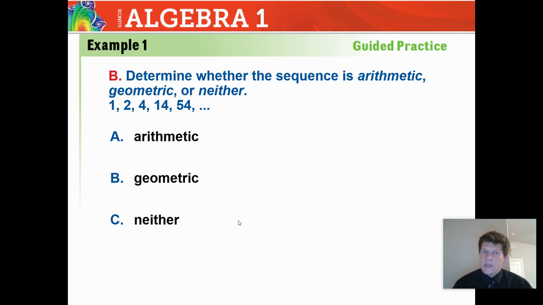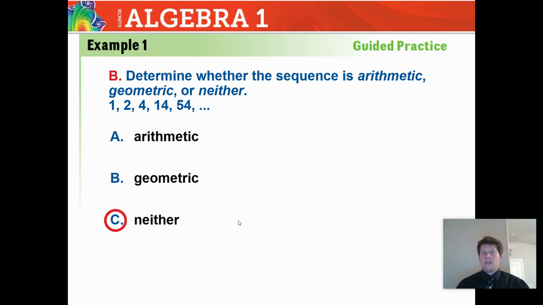This one's a little trickier because it starts off geometric. 1 times 2 makes 2, 2 times 2 makes 4, but it doesn't continue that pattern. If anything, it should have been 8 next, then 16 after that, but it's not. It changes to 14, then it changes to 54. So geometric's off. 1 plus 1 makes 2, 2 plus 1 makes 3. Arithmetic is off as well. This one turned out to be neither. It doesn't truly follow a pattern.